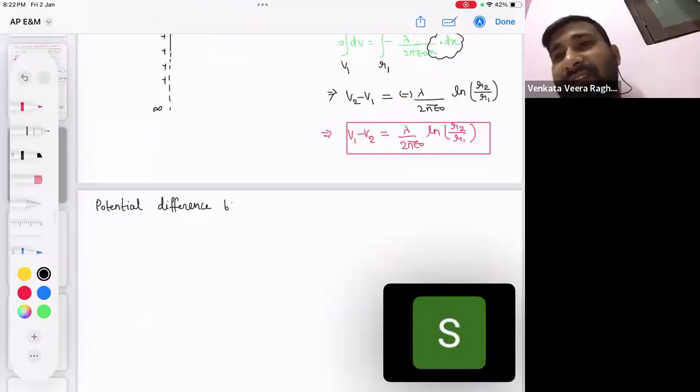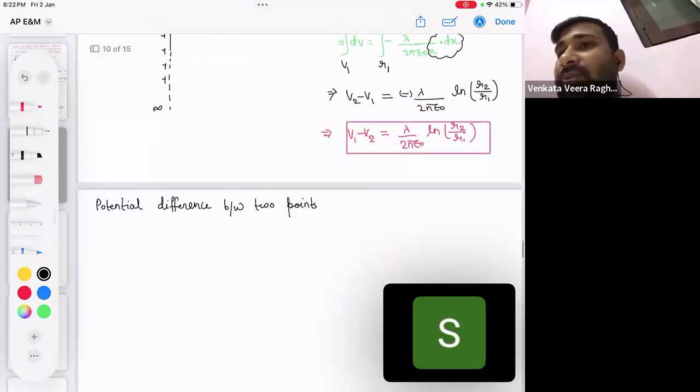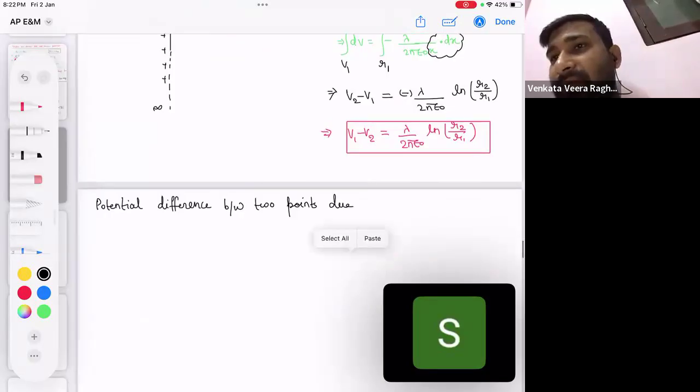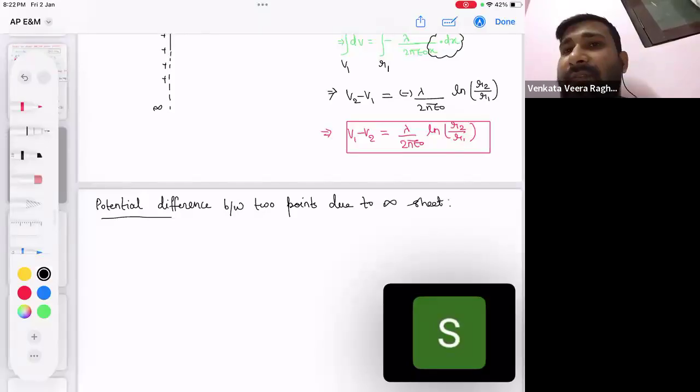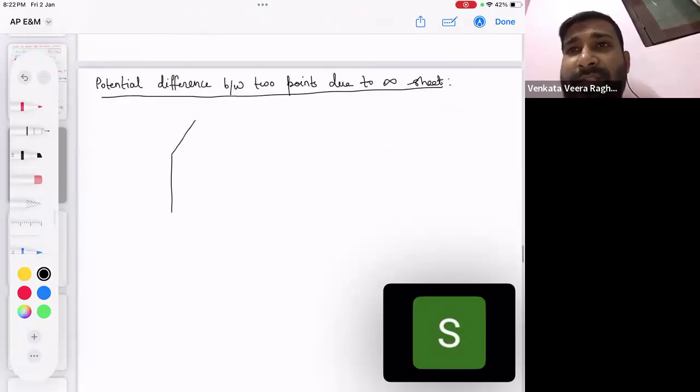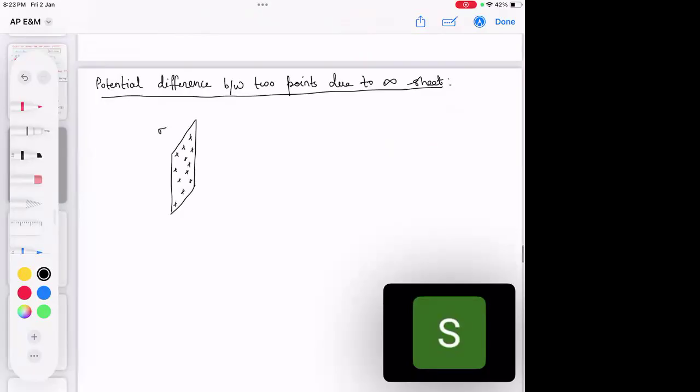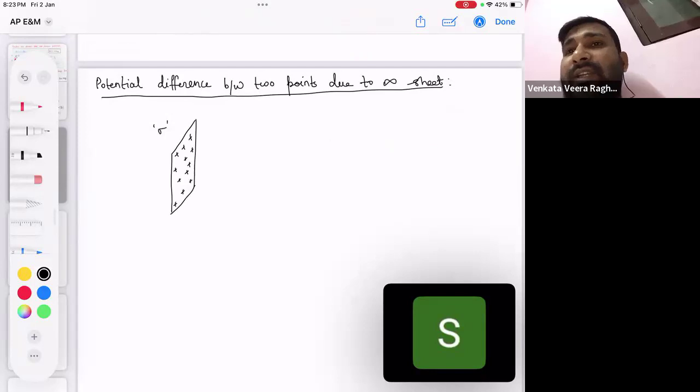So the potential difference between 2 points, we are going to calculate again. Between 2 points, and this time I am taking the field due to an infinite sheet. What is the field we got due to the infinite sheet? If it is an infinite sheet, it means there will be a surface charge distribution, isn't it? So the field we got is what? Sigma by 2 epsilon naught, right?